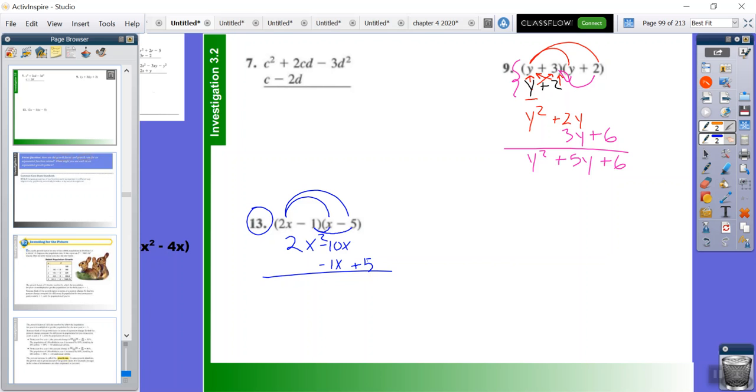All right, so let's combine the similar terms. It would be -11x. Okay. And there's no other similar terms. Okay, so then we are going to have to drop down these other two terms. So we have 2x squared minus 11x plus 5. All right, that's perfect. You did a great job.